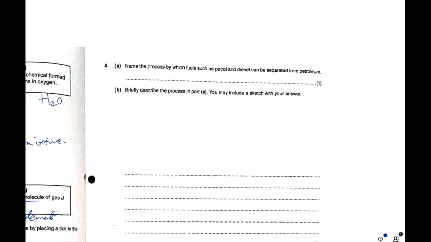Next. Name a process which lets fuels such as petrol and diesel separate from petroleum. Fractional distillation. Remember the mnemonic, pigeon kickdown lobby. P is petroleum gas, G is gasoline, naphtha, kerosene, diesel, lubricating oil, bitumen.